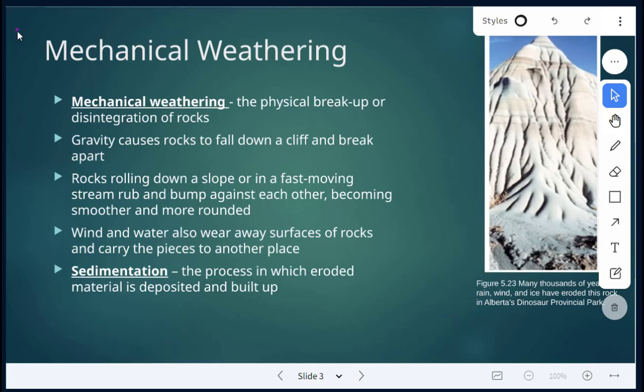They'll become more rounded. So wind and water can also wear away surfaces of rocks and then carry the pieces to another place. When we talk about sedimentation, this is the process in which eroded material is deposited and built up. All right, so here, this is a figure we're looking at showing many thousands of years of rain, wind, and ice have eroded this rock, and this is from Alberta's Dinosaur Provincial Park.